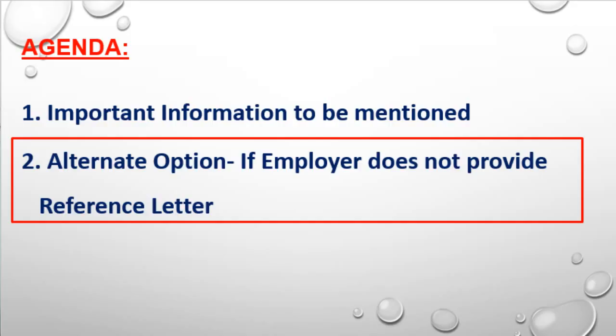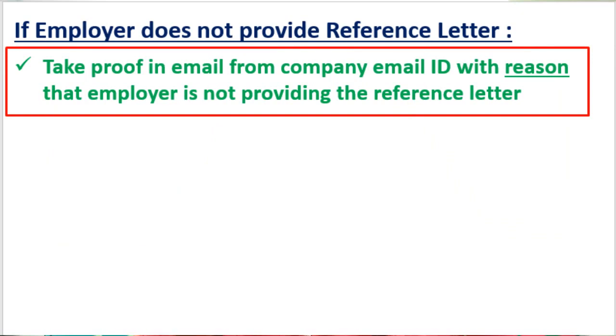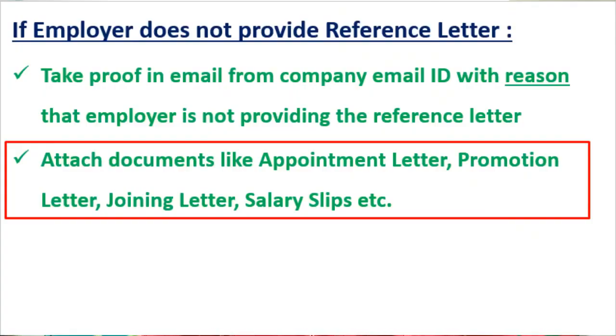Now, second point is, if your employer is not giving you the reference letter, then in that case, what you should do? So what you can do is, you can ask your employer to send you an email from the official email ID stating the reason why they are not sending you the reference letter. So it is going to be a very important proof for you while you submit your ITA documents that you did not receive a letter from the employer itself. And also you can attach documents like your promotion letter, your offer letter, your appointment letter and salary slips. So these documents are very important to prove your employment in that organization.